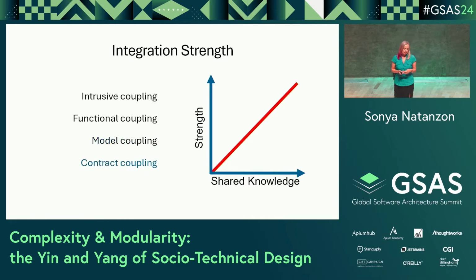And last but not least, you can develop an integration contract. And that integration contract encapsulates all of the other information. It can encapsulate implementation details, functional requirements, domain models, without having to change. This type of coupling maximizes encapsulated knowledge and minimizes cascading changes and shared knowledge across the two components.